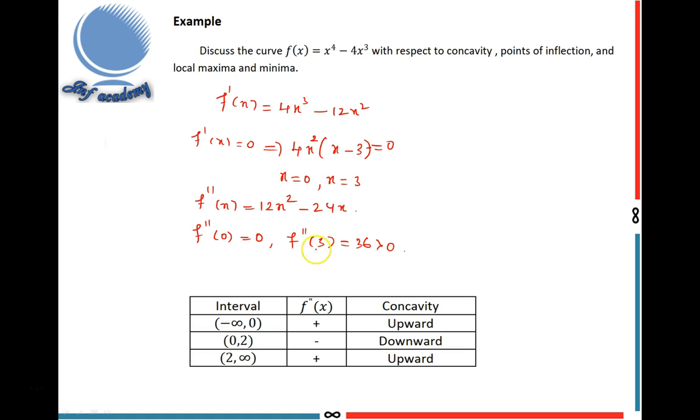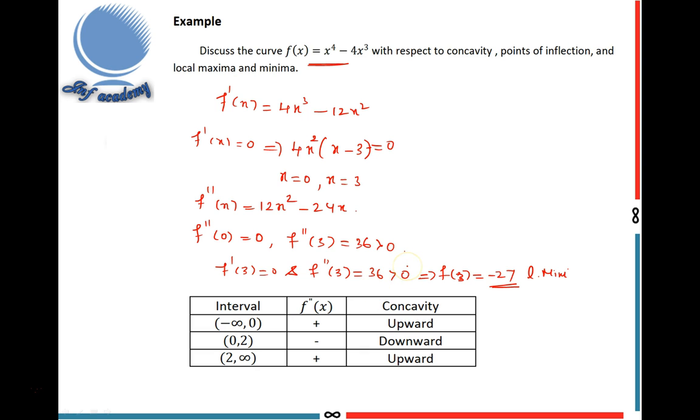Since f dash of 3 equals 0 and f double dash of 3 equals 36, this is greater than 0. So f of 3, what is the value of f of 3? Substitute 3 in the function f. I got minus 27 is a local minimum, because this is greater than 0.